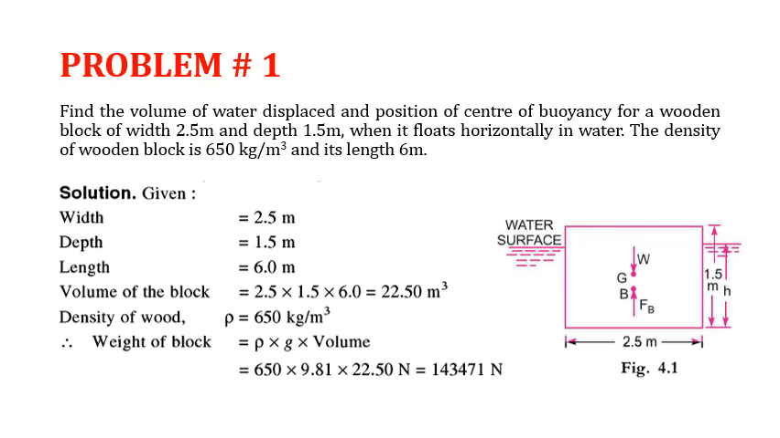So the first step is to calculate the weight of the block. As we know, weight is specific weight into volume, and the density of this wood is given. So specific weight is density into gravitational acceleration, so 650 into 9.81, into the volume, which is 2.5 into 1.5 into 6. Multiplying that with gamma, we'll get the weight of the block.